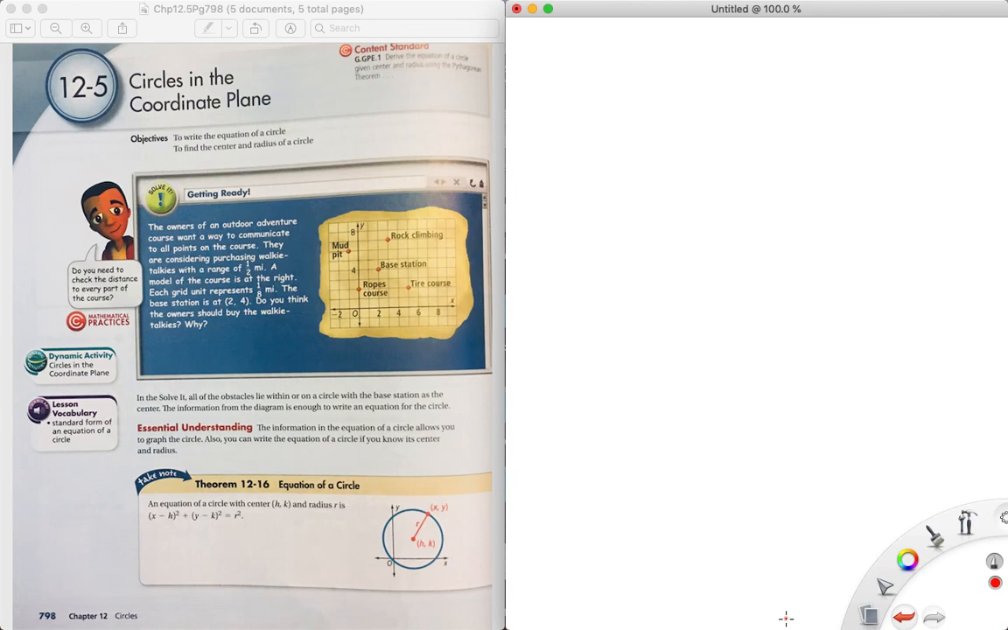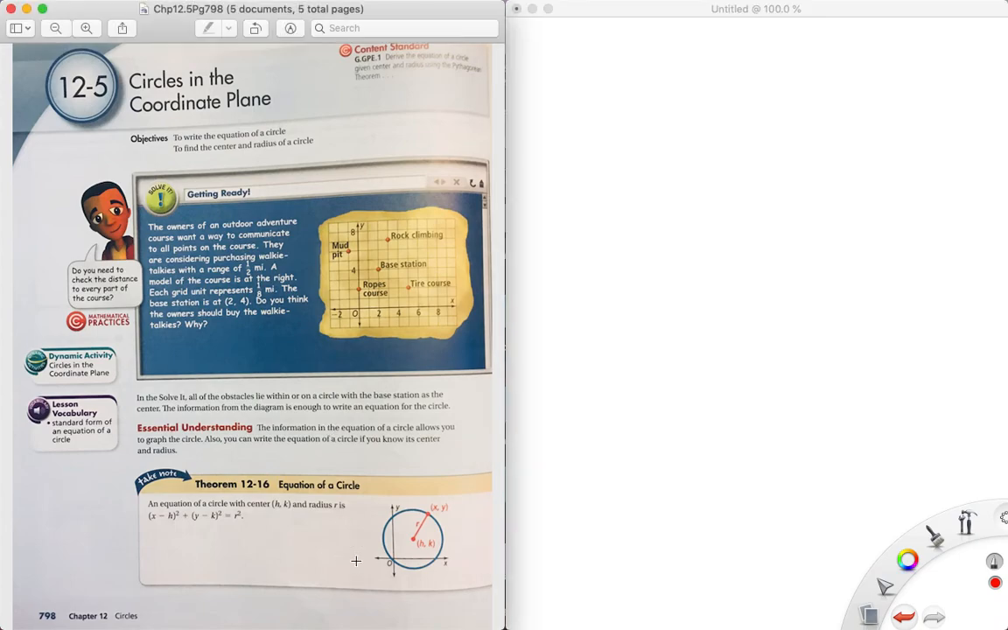Chapter 12, Section 5. Circles in a coordinate plane. It's a pretty straightforward section. It's only one theorem. It shouldn't take too long. So we have a circle.